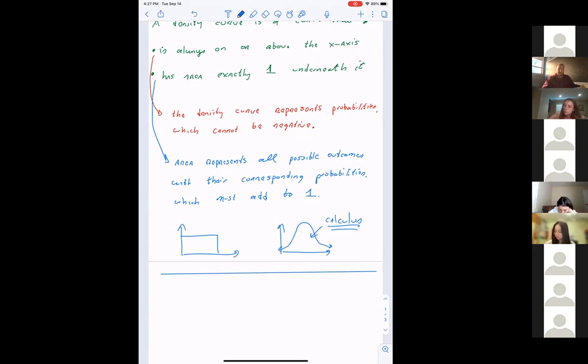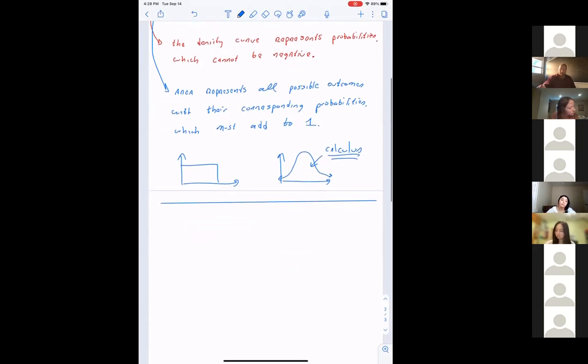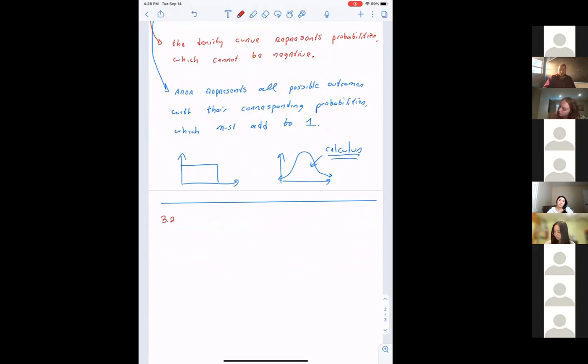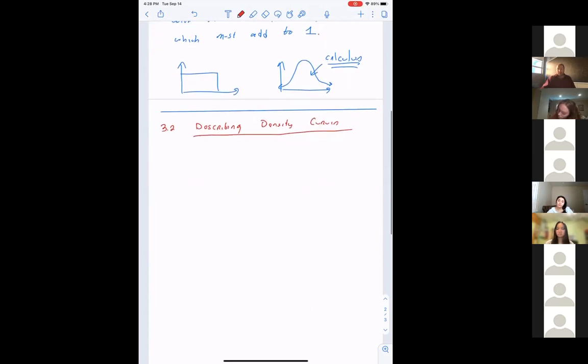Because that really is it for section 3.1, density curves. It's just more of a conceptual than a mathematical idea. So now let's move on to section 3.2 on describing density curves. And we already know how to describe density curves. You know why? Because we already know how to describe histograms, and density curves are essentially idealized histograms.